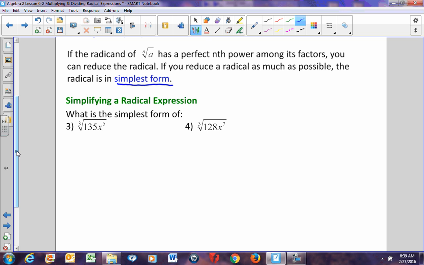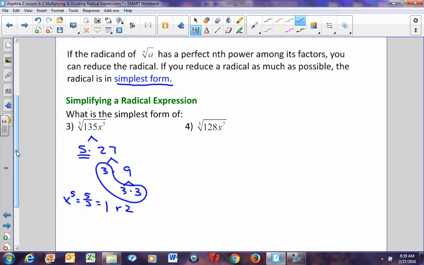So, what is the simplest form of the cube root of 135x to the 5th? Well, I know 135 can be divided by 5, so I'm going to say that this is 5 times 27. I also know that 27 is 3 times 9, and 9 is 3 times 3. So number-wise, I can take out a 3. I have to leave the 5, because you have to have groups of 3 to take anything out. Variable-wise, I have x to the 5th, so I'm going to take 5 divided by 3, and I get 1 remainder 2. 3 goes into 5 one time with a remainder of 2, which means 1 of my x's can come out, and 2 of my x's have to stay in.